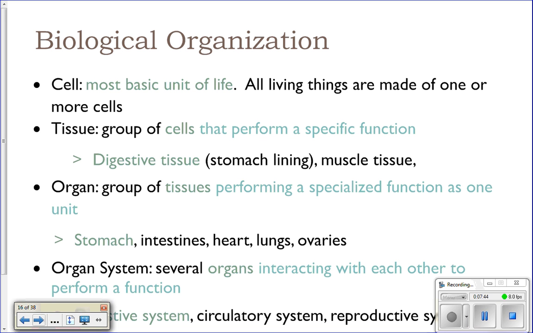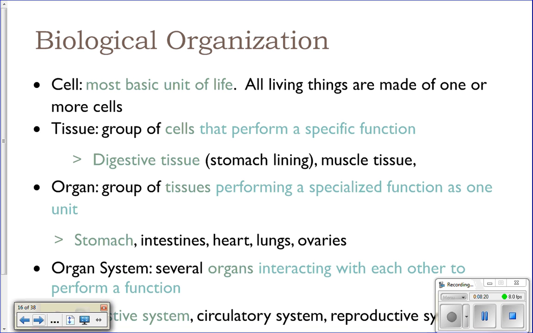If you take a bunch of different kinds of tissues doing different functions, and then you put them all together, and they're forming a specialized function as a unit, then it's called an organ. So if you take the digestive tissue that's secreting the digestive juices, and also the muscle tissue that surrounds that, and the connective tissue that holds it all together, but it's all doing the same job of being your stomach and helping to digest food, then we would say that's the organ of your stomach. So it's a bunch of tissues together performing a specialized function.